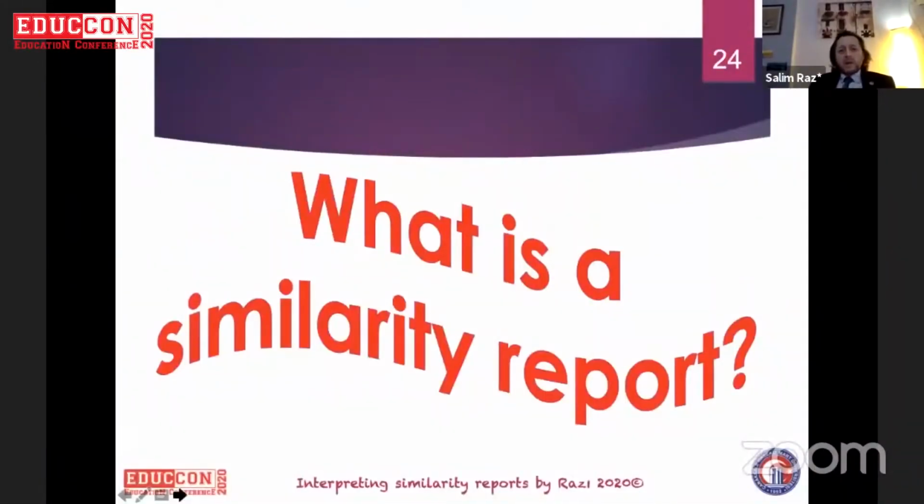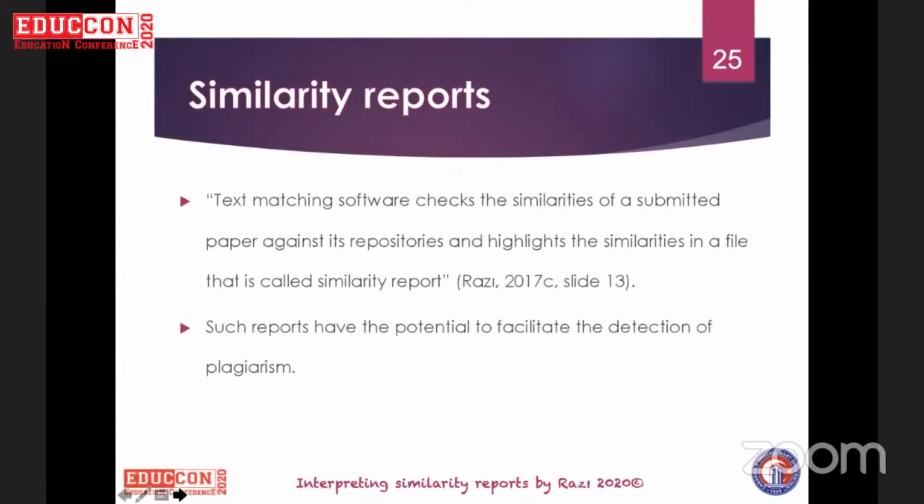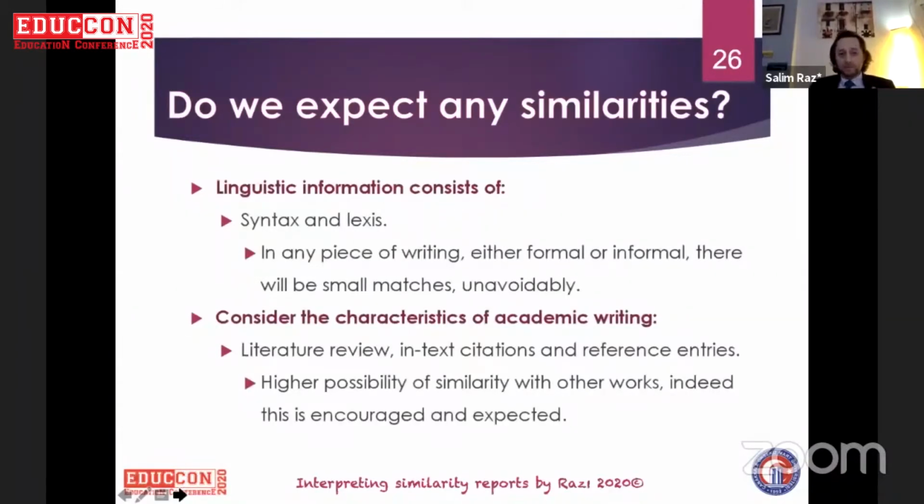Now, what do I mean by a similarity report? Okay, we are submitting, or students are submitting assignments to Turnitin or to the other text matching software, and they will be providing similarity reports. These are showing what the student paper is matched against their repositories, highlighting the similarities. However, be careful, we never call this plagiarism. This is a similarity report, not a plagiarism report.